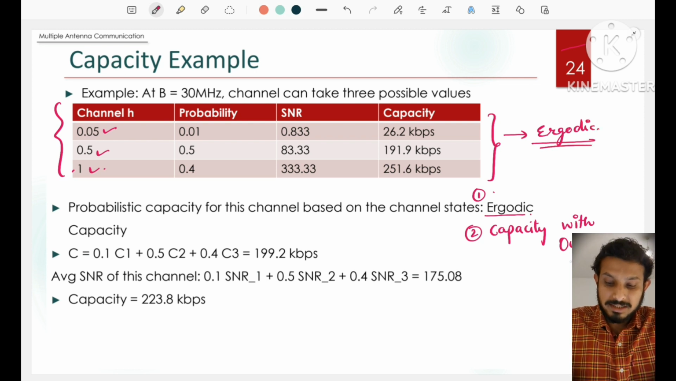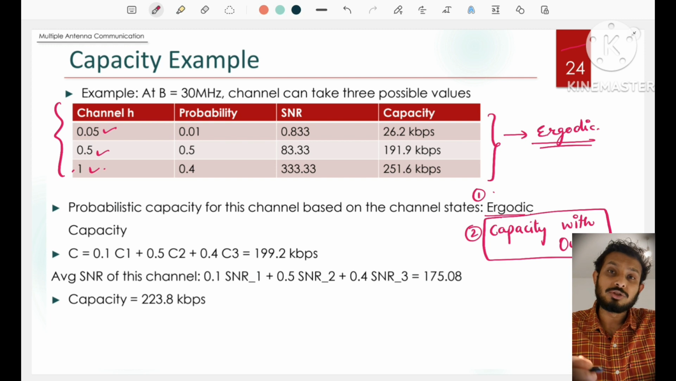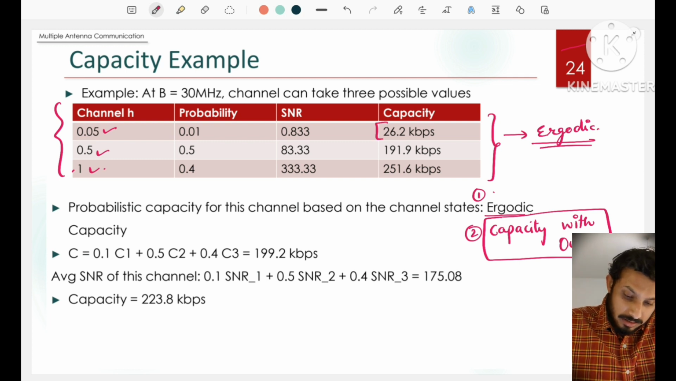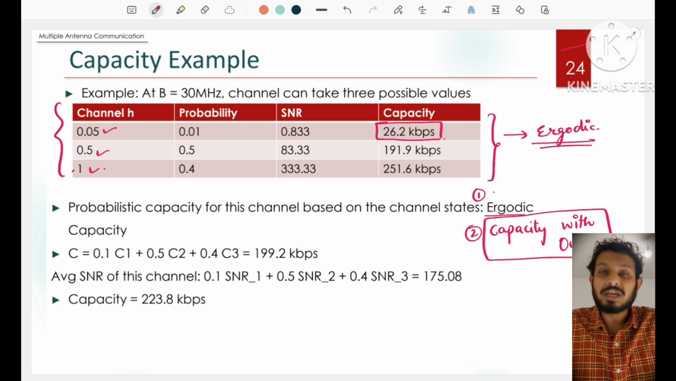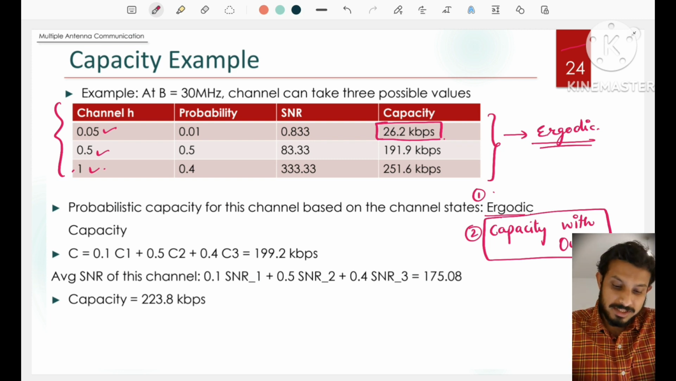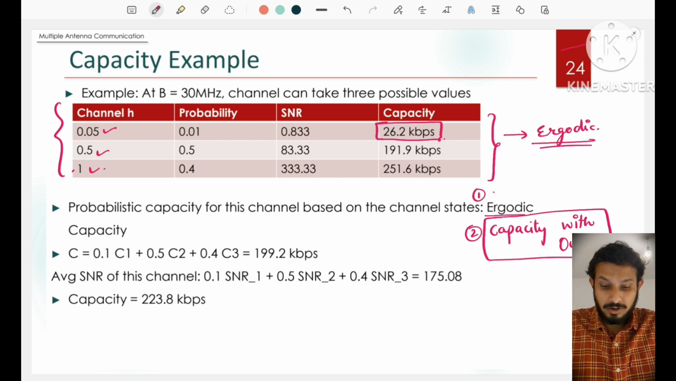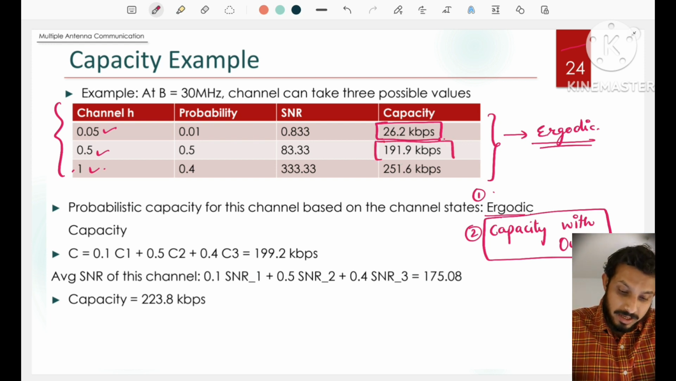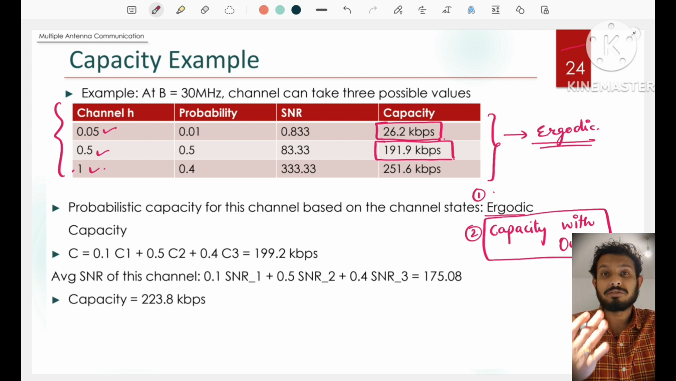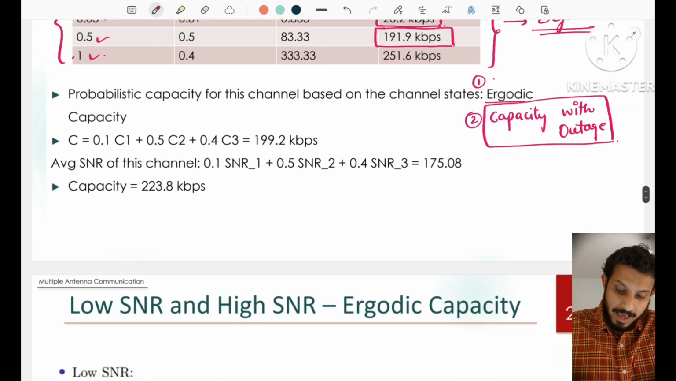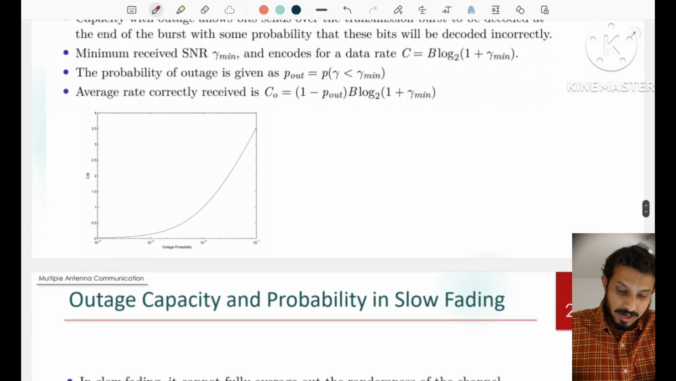And capacity with outage indicates that to reliably transmit the data from the transmitter to the receiver, the transmitter should send with a fixed data rate with negligible outage probability. So for this example, the transmitter will send at a data rate of 26.2 kbps with negligible outage probability. But if we say that some outage probability is desired or we can handle some outage probability, we can design some new solutions. So in that case, the capacity has now been increased to 191. That means as we are increasing the outage probability, more capacity is allocated to the channel and the transmitter can send with a higher data rate. So what we can say is as the outage probability increases, the capacity will increase.